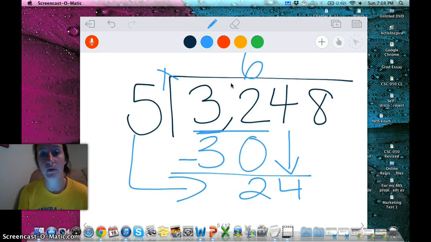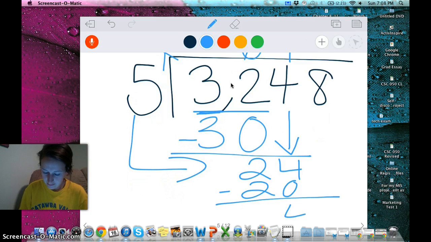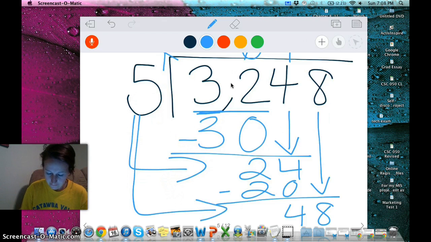So 5 times what will give me 24, or something close to it but not over it? I know that's 5 times 4, which is 20. I subtract, and then I bring down. So now I'm down here dividing. 5 will go into 48 how many times?